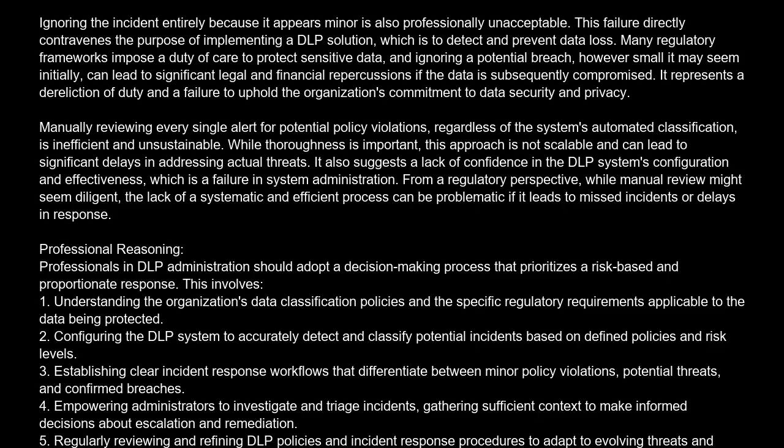4. Empowering administrators to investigate and triage incidents, gathering sufficient context to make informed decisions about escalation and remediation. 5. Regularly reviewing and refining DLP policies and incident response procedures to adapt to evolving threats and regulatory landscapes. 6. Maintaining comprehensive audit trails of all DLP activities, including incident investigation and resolution, to demonstrate compliance.